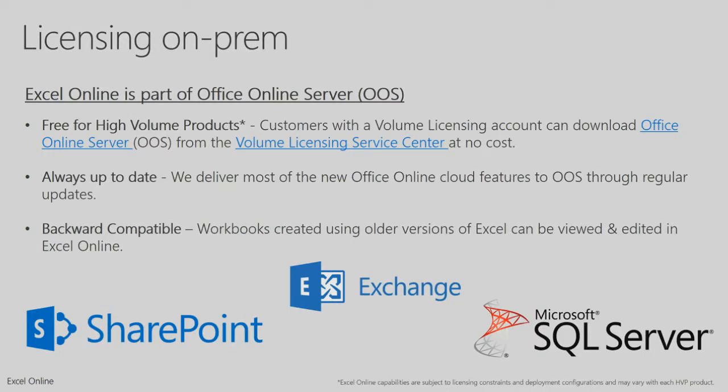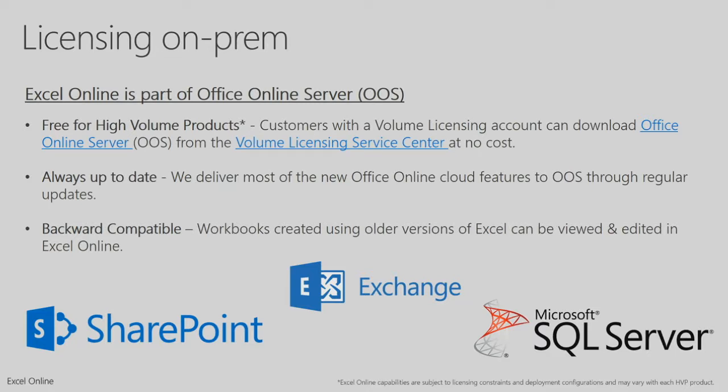Licensing on-prem, so Excel Online is part of Office Online Server, and Office Online Server ships free with high-value products of Microsoft. Whoever has access to Microsoft Volume Licensing Service Center will be able to download Office Online Server from there, deploy it in their on-prem environment, hook it up to their file host, WAPI host, and work with it. The on-prem solution is also up to date with regular updates that we provide.